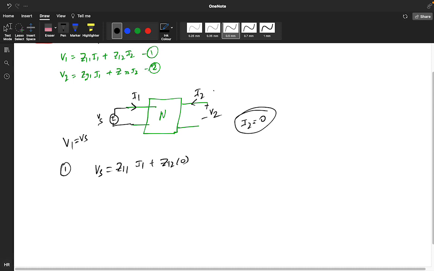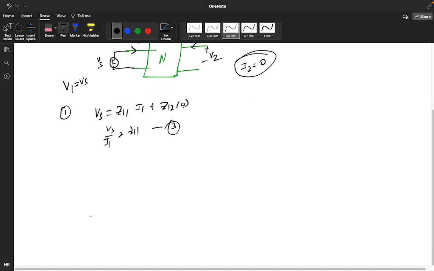So what I am telling is, Vs is equal to Z11 I1 plus Z12 times 0. Solving this, you get Vs by I1 is equal to Z11. This is your equation 3. Okay, this thing is clear.